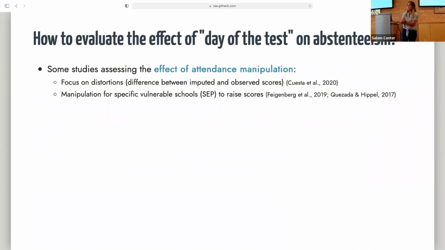So let me show you a little bit about the actual absenteeism and how we're going to treat this from a causal perspective, right? There are some studies that assess the effect of attendance manipulation. For instance, as I mentioned, Cuesta and co-authors look at the distortions between imputed and non-imputed unobserved scores, right? And there's other work that shows specific manipulation for these types of vulnerable schools that I was talking about before, that have even higher stakes in their SIMCE scores.